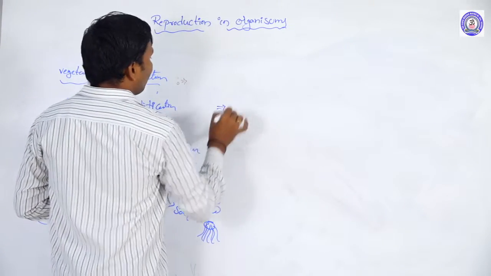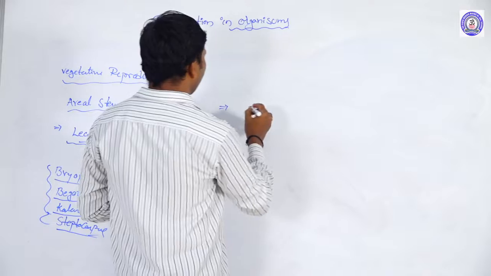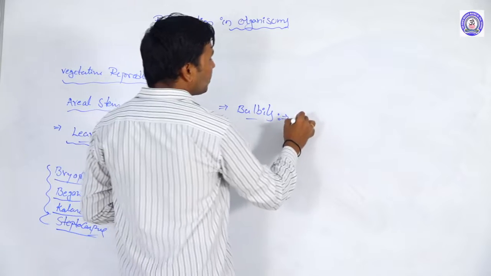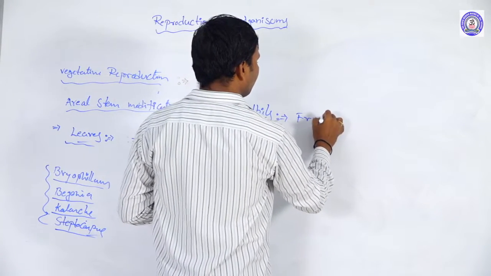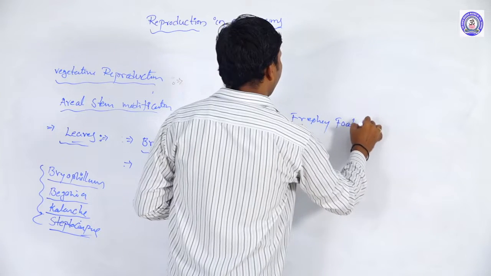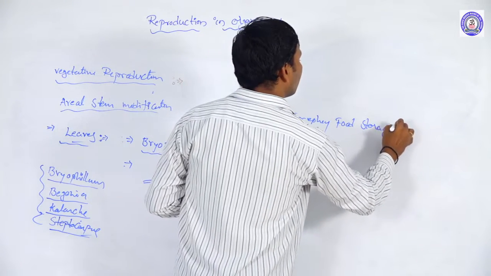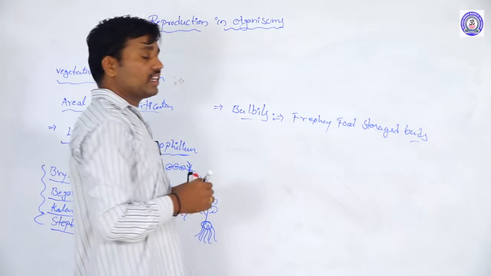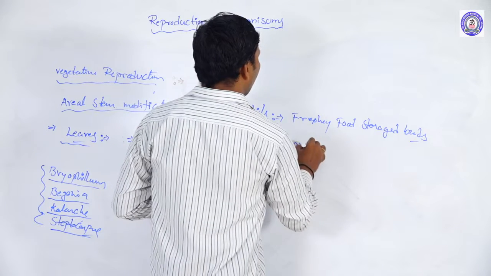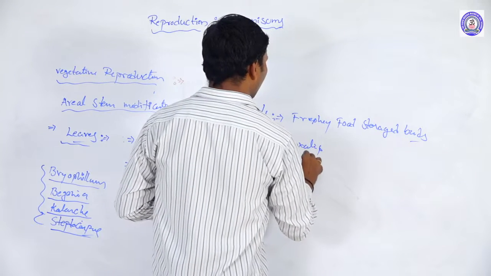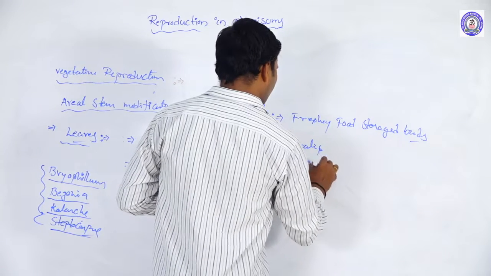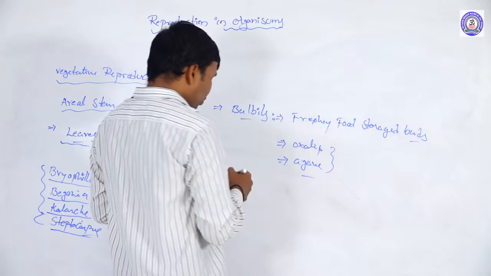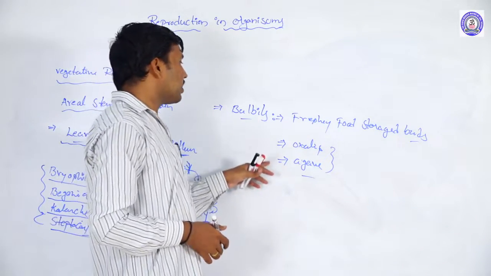The next type of vegetative reproduction we are taking is aerial parts: bulbils. Bulbils are nothing but fleshy food storage buds. For example, we can take Oxalis and Agave. These are the examples of bulbils. Dioscorea also comes under bulbils.